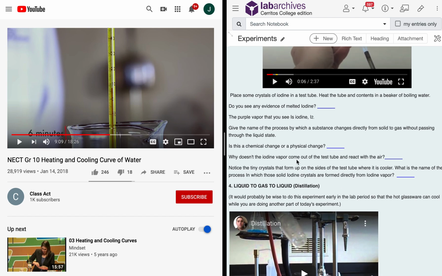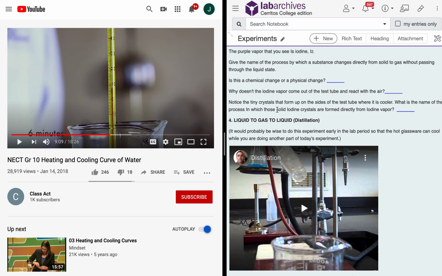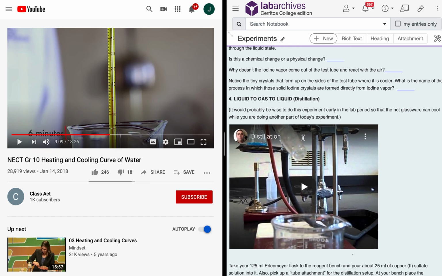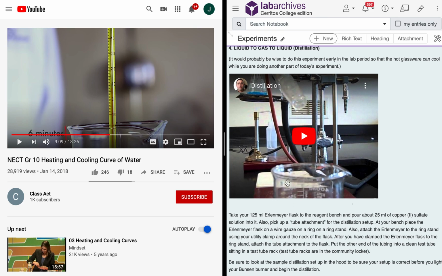Why doesn't the iodine vapor come out of the test tube and react with the air? Basically, it's not very reactive with oxygen, so that's why it does not react in the air. Liquid to gas: distillation. In this one, you're going to learn the technique and see the setup of distillation.